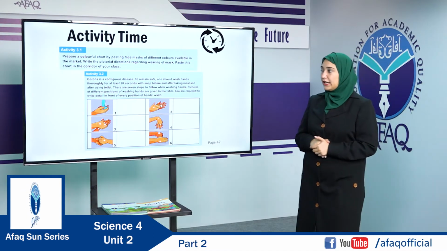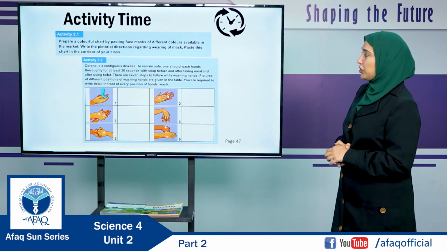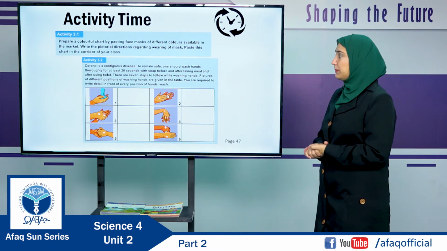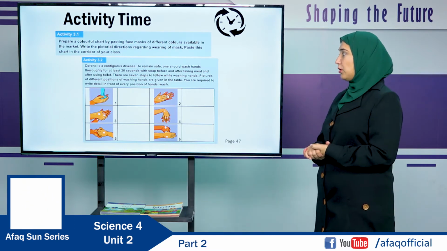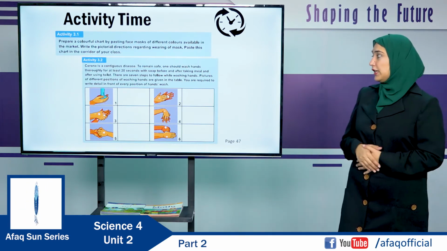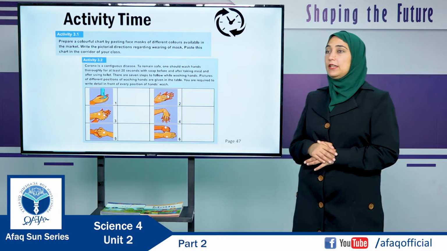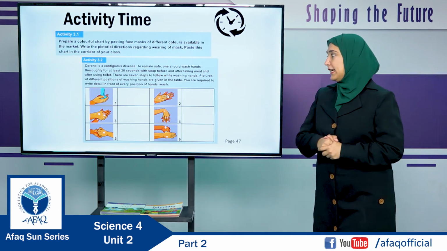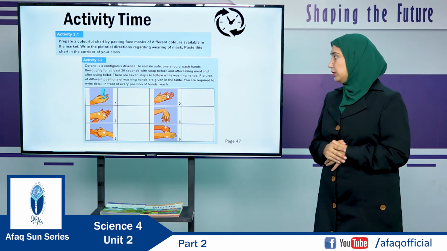And in the second activity, information is given about corona, that corona is a contagious disease. To remain safe, one should wash hands thoroughly for at least 20 seconds with soap before and after taking a meal and after using the toilet. So it is recommended that you wash your hands for 20 seconds before and after taking a meal and using the toilet.